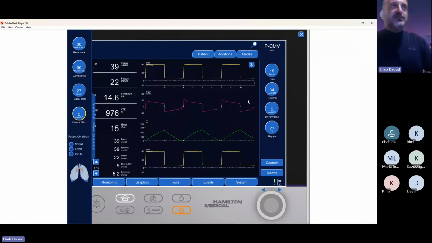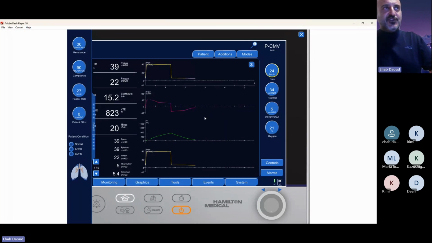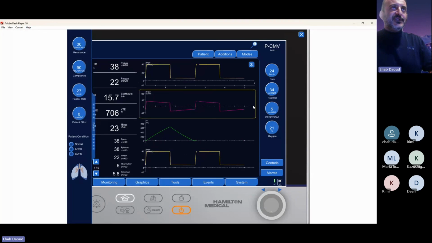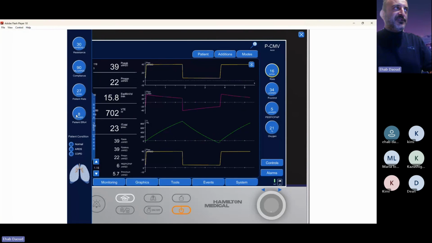Again, delayed effort. I will make the rate higher, so I hope you can see it. Of course, you can see the auto PEEP. Every time it does this, the screen changes, and I do not think I can control the time. So maybe we'll just reduce the respiratory rate a little bit, and the patient effort.